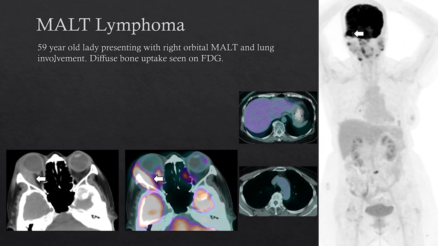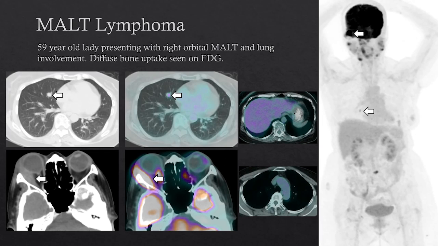We see a case here, a 59-year-old lady, who has known right orbital MALT and lung involvement, and there's diffuse bone uptake seen on FDG. But over here you can see that the MALT lymphoma is intensely FDG avid, again greater than hepatic levels of uptake. And here you can see the lung nodule, not so avid, but it's again the known involvement by MALT lymphoma.